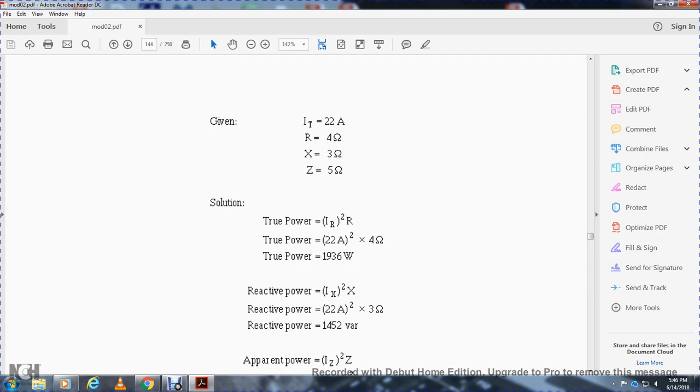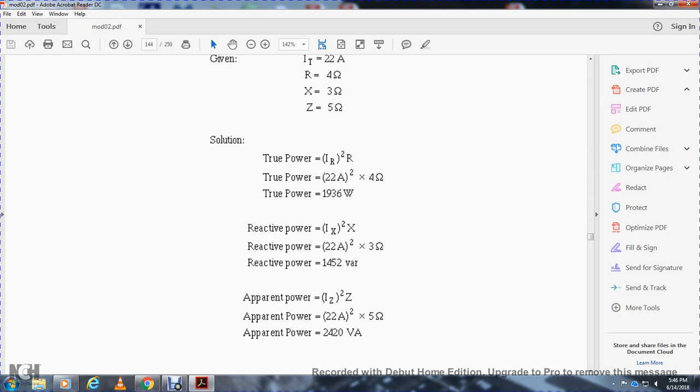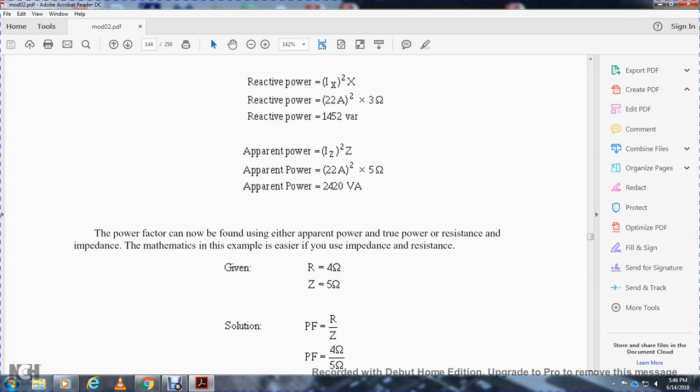Reactive power would be the amps squared times the reactance. 22 amps squared times the reactance of 3 ohms gives 1,452 volt-amps reactive. Apparent power is the amps squared times the impedance, which gives you 2,420 volt-amps.